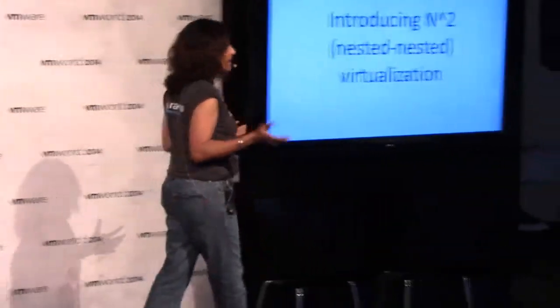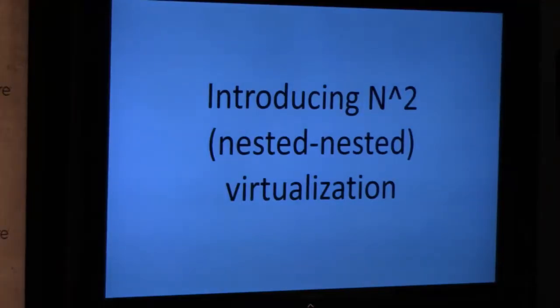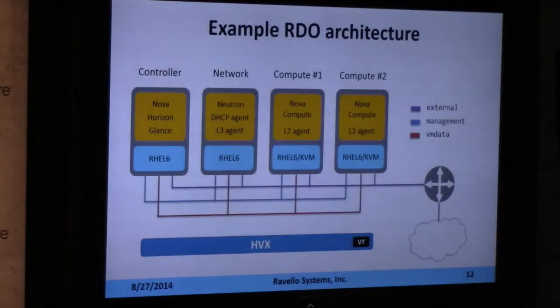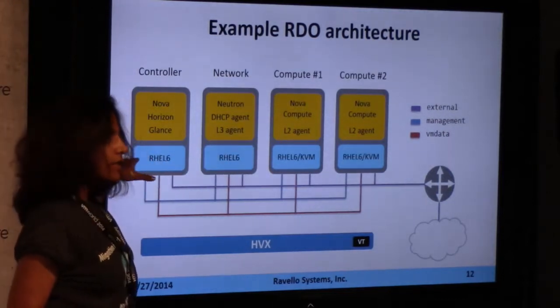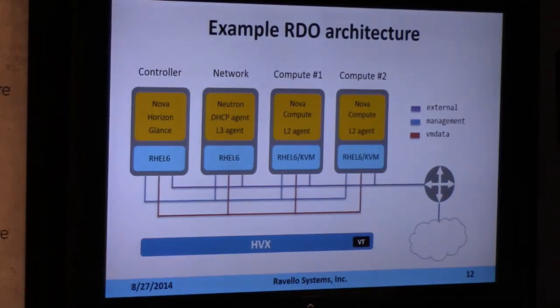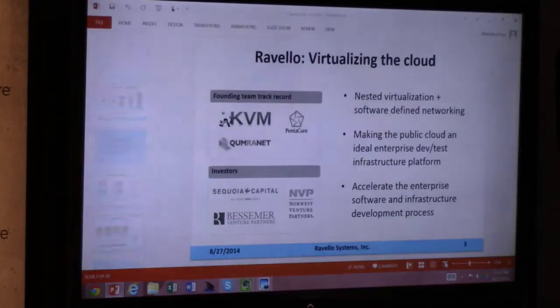And then on top of this, moving on to double nested, just so that there wasn't enough nesting happening, what we have done recently is provided a capability to enable VT emulation so that you can now, on top of HVX, run KVM and build a multi-node OpenStack environment. So that gives you a summary of how it all comes together. Let me jump into the demo and show you how it works.